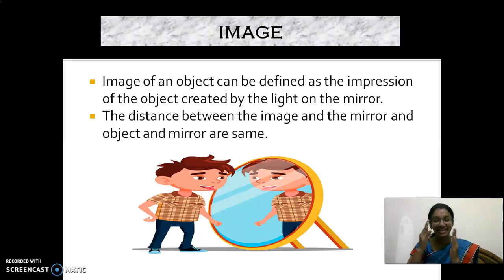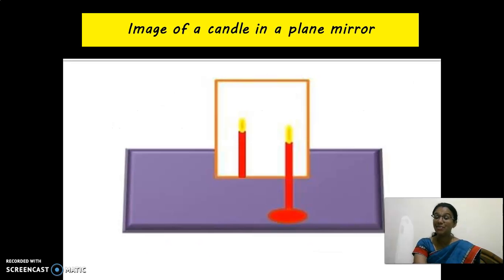The distance between image and the mirror and the object are the same. If the distance of the object increases, the distance of the image also increases. So keep this in mind, children. Next thing is image of a candle in a plane mirror. I said you right, an activity. We are able to get the image of the candle in a plane mirror.